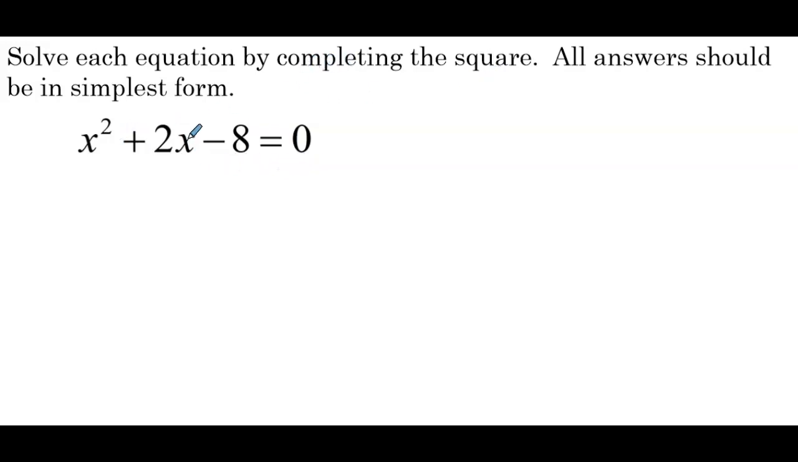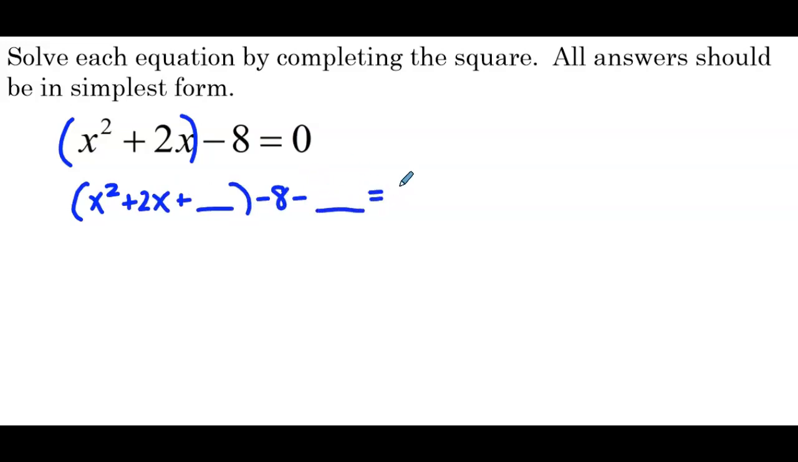Now, since we're completing the square, we're going to put parentheses around x² + 2x. So we have (x² + 2x + something) - 8 - something = 0. I normally don't put this minus blank spot, but because we have an equation now, I don't want to forget about it and write the equals 0 too close to the minus 8. Okay, first we want to create a perfect square trinomial. So we're going to take half of 2, which is 1, square it, which is 1. But if we're adding 1, to keep everything in balance, we have to subtract 1.